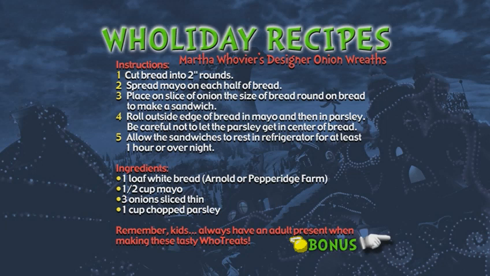Ingredients. 1 loaf of white bread, Arnold or Pepperidge Farm. 1 half cup mayo. 3 onions sliced thin. 1 cup chopped parsley. Remember, kids, always have an adult present when making these tasty Who treats. Press the enter key to return to the bonus materials menu. Press the right arrow key to go to the next page.